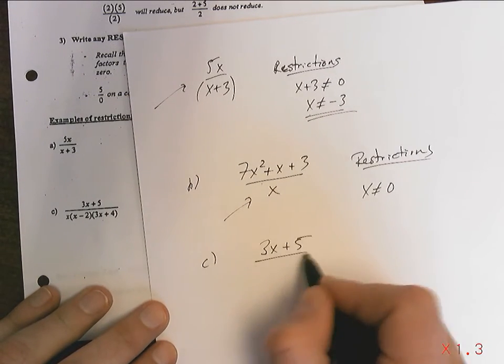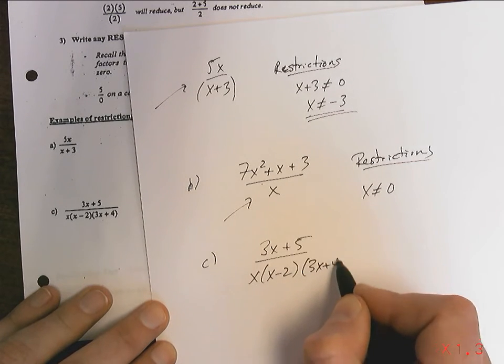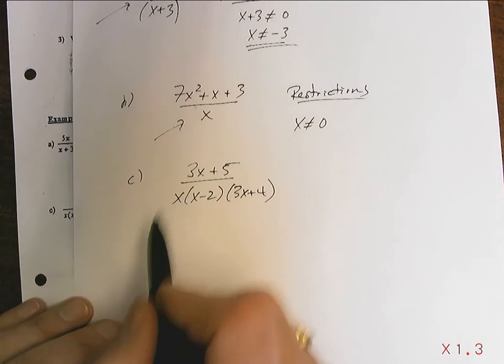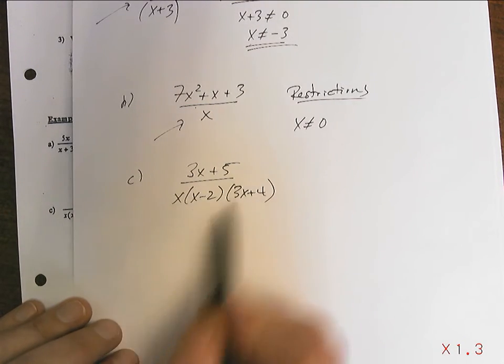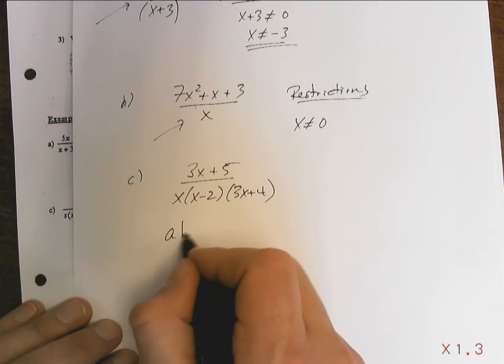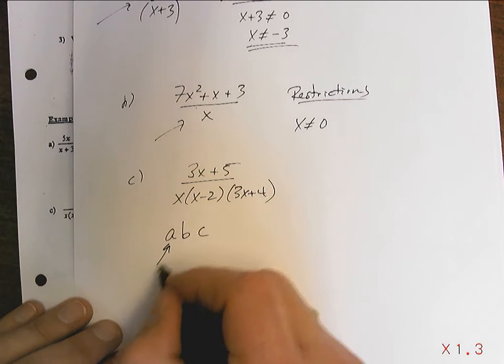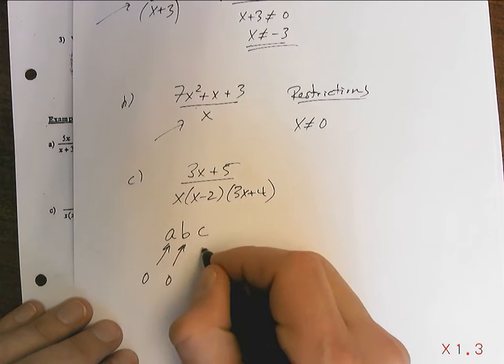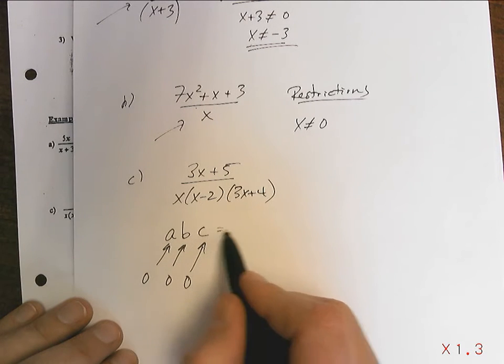And let's look at the last one. 3x plus 5 over x, x minus 2, 3x plus 4. Now we need to make sure that the bottom is never, ever 0. Now there's 3 things being multiplied here. A, B, and C. A, B, and C are being multiplied. If any one of them is 0, then all of them will multiply out to give 0.